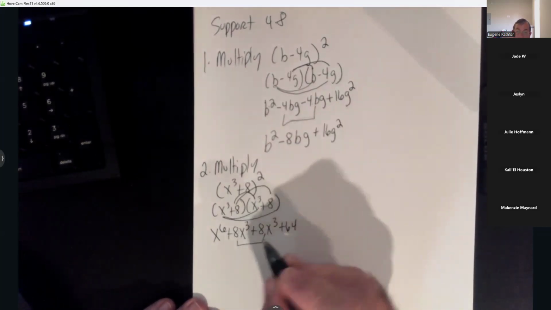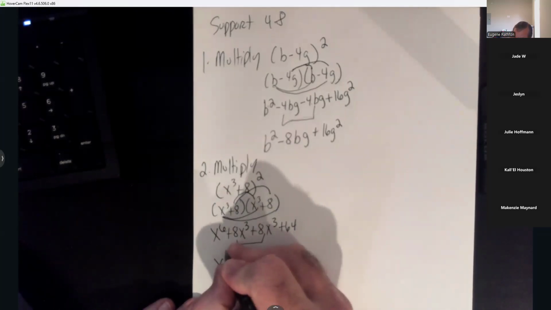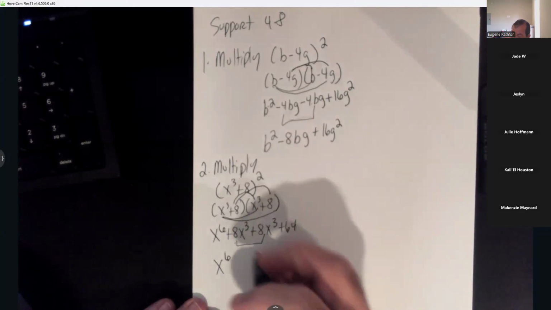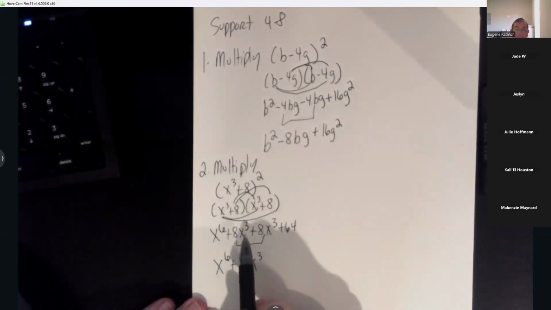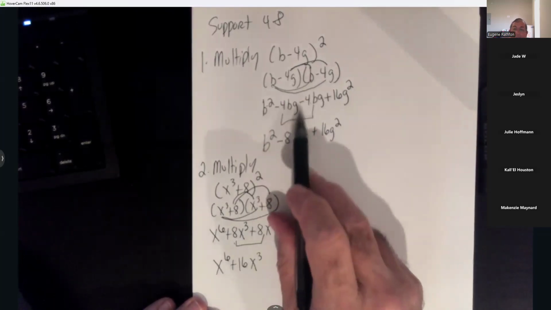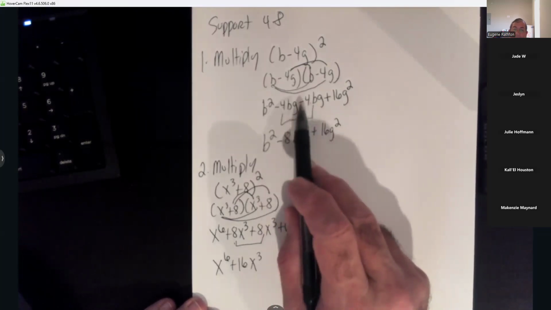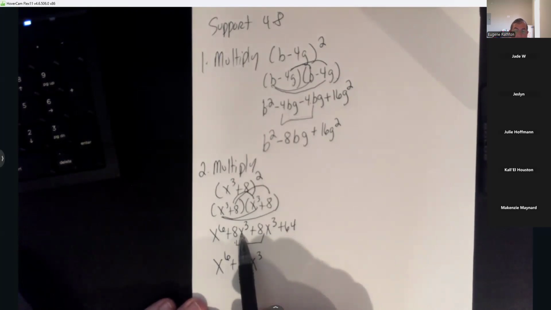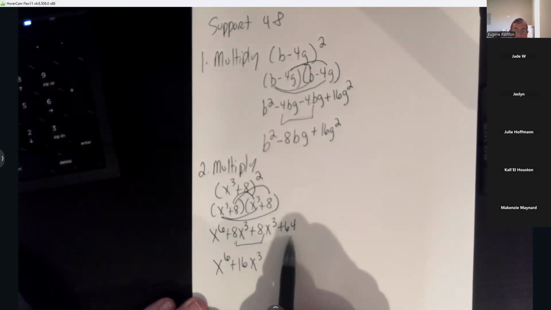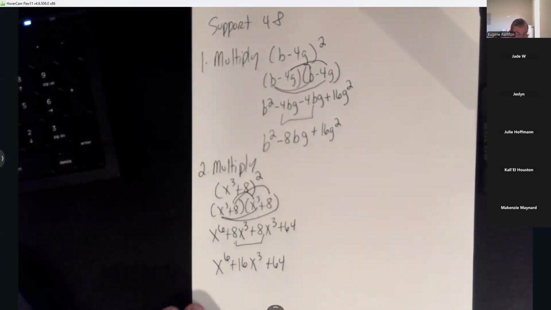And notice, once again, you got to add the like terms. So bring down the x to the 6. 8 plus 8 gave me 16x to the thirds. Notice, I am not changing these variables when I'm adding and doing all that fun stuff. BGs stay BGs. Adding x thirds to other x thirds stays x thirds. And then at the end, I would bring down my 64.